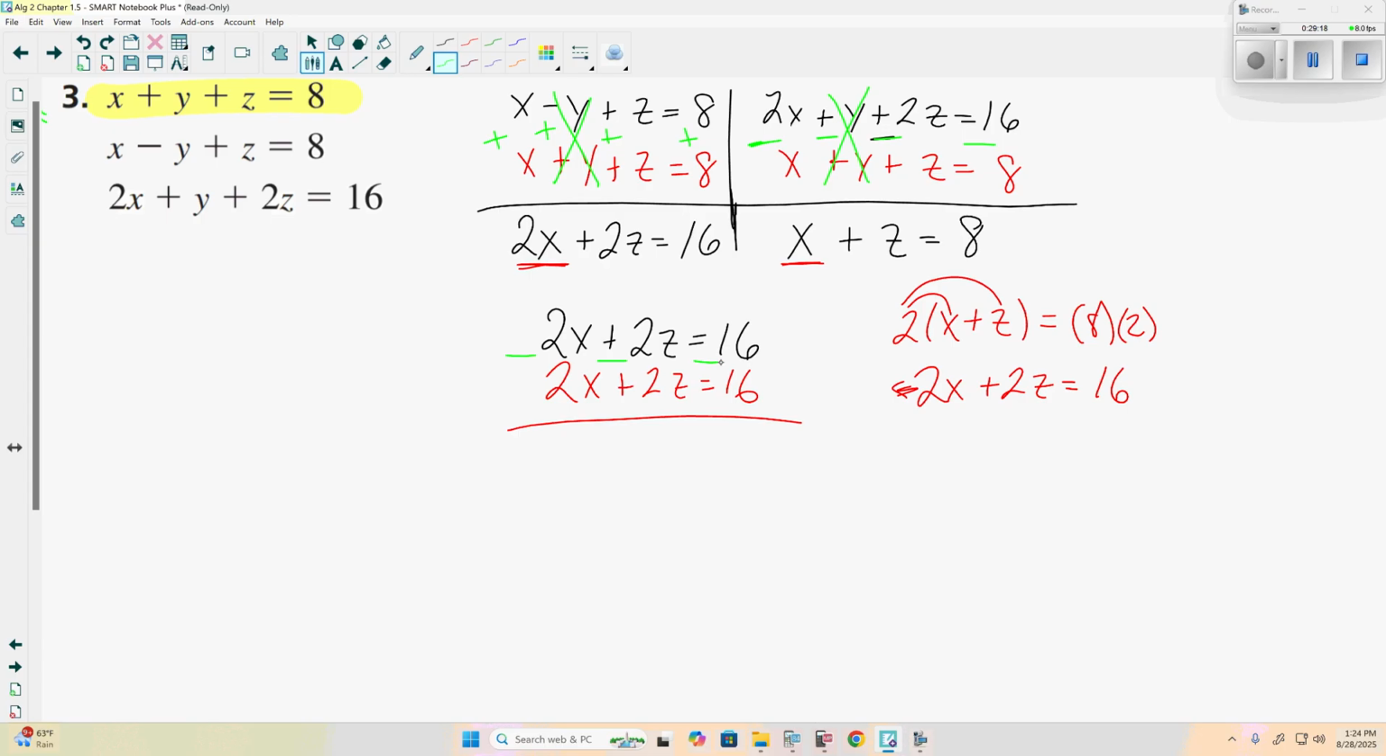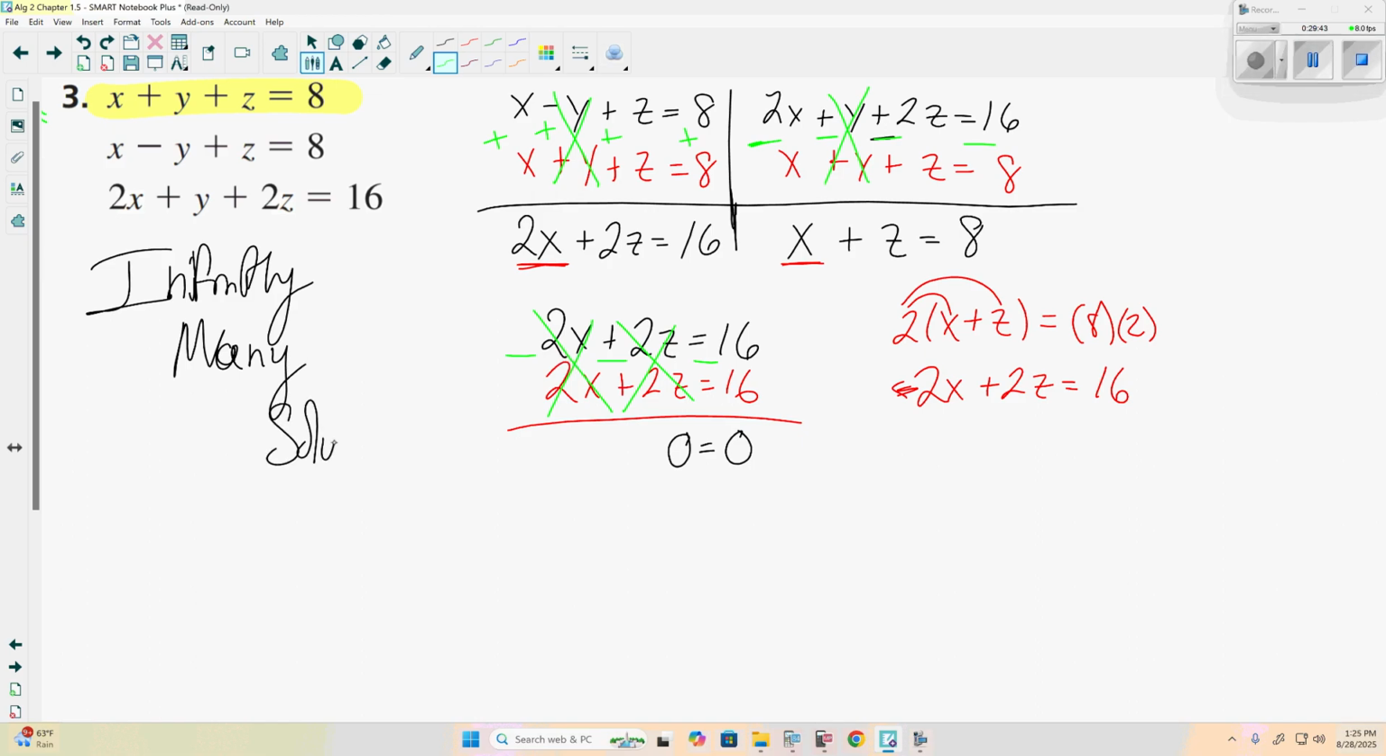And to get the x's to cancel out, we're going to subtract. 2x minus 2x is 0. 2z minus 2z is 0. 16 minus 16 is 0. Infinitely many solutions. There's infinitely many solutions for this here.